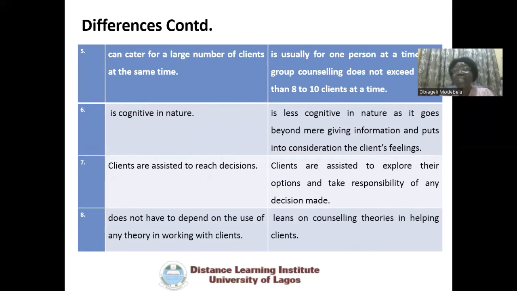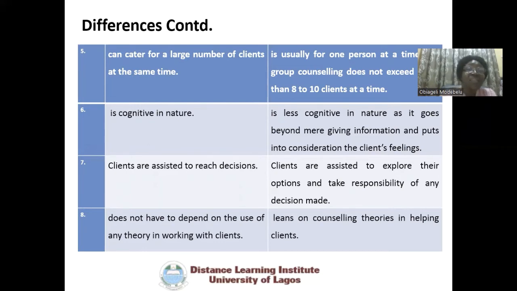Guidance can cater for a large number of clients, as I have said before, whereas counseling is one-on-one or person to person. And if it must be more than one person, what we call group counseling, it mustn't be more than between 2 to 10 people. If it's more than 10, then it's no more group counseling, it's group guidance.